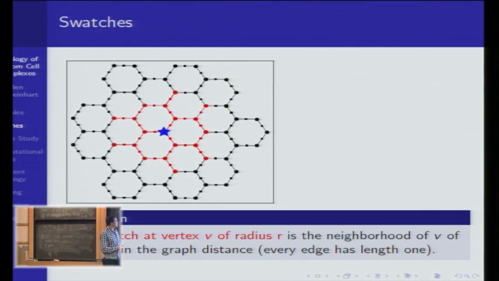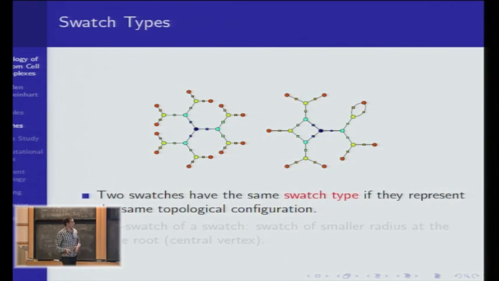So here's a one-dimensional cell complex. We count out both the edges and the vertices. So this is a swatch of radius 1, 2, 3, 4, 5, 6 at the 0-cell shown by the star. The important thing about swatches is you can tell if they represent the same swatch type. We say that they do if they represent the same topological configuration in our space. That's the same, in the adjacency graph world, as there being a graph isomorphism between them that preserves the labeling of the dimension.